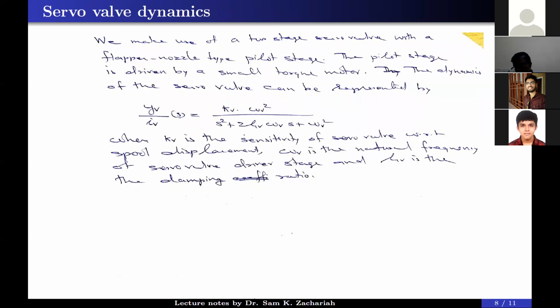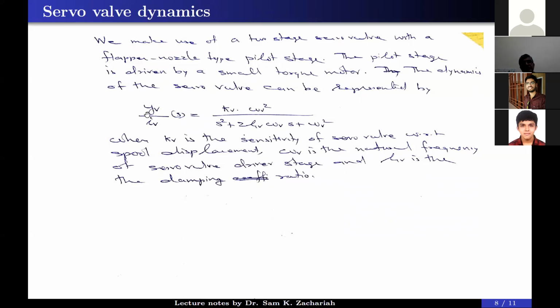So wherever there is an electric motor pushing some inertia, a second order dynamics will come. And that is also configured in a passive closed loop form. I'm not discussing the details of that because that is a bit more involved. It will be available in various textbooks. That is a two-stage servo valve with pilot flapper nozzle stage. If interested, students can read it.